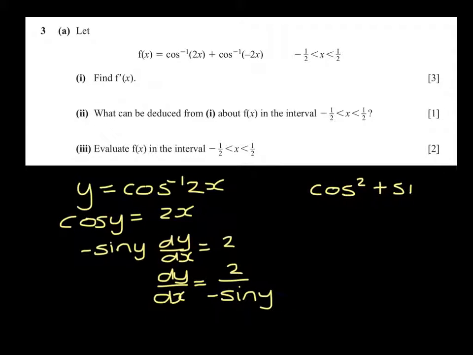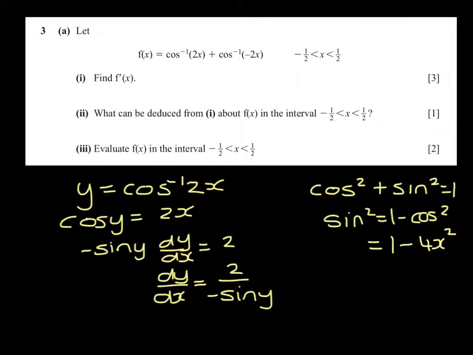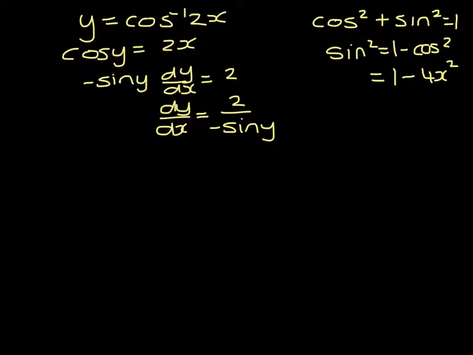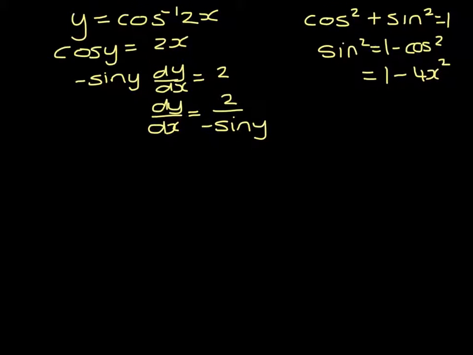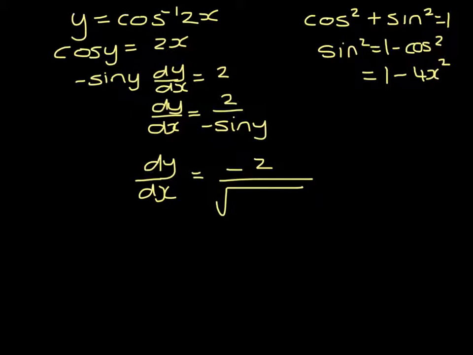Cos squared plus sine squared is 1. So sine squared is 1 minus cos squared. So sine squared is 1 minus 2x all squared, so that's 1 minus 4x squared. So if we take this and substitute it in, dy/dx equals minus 2 over the square root of 1 minus 4x squared.